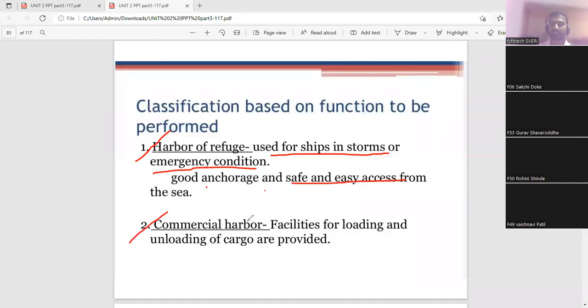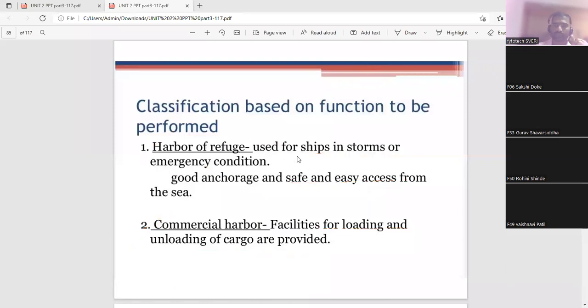One more is the commercial harbor. Facilities for loading and unloading of cargoes are provided. In this commercial harbor, the maximum number of commercial businesses takes place. Cargoes means goods and services. Maximum loading and unloading of cargoes takes place, and that is called a commercial harbor.